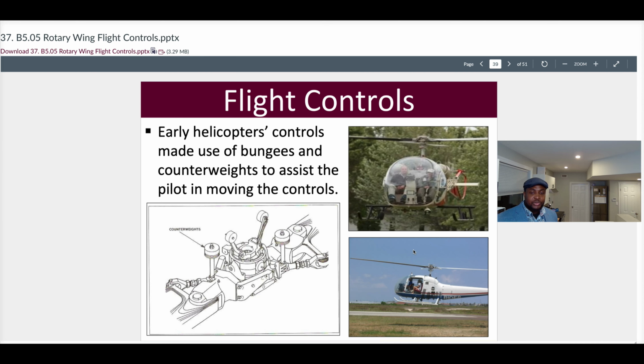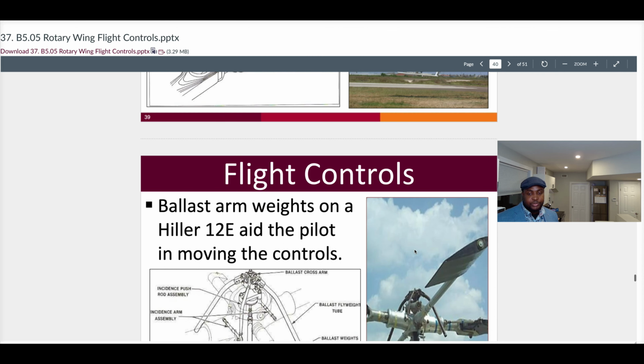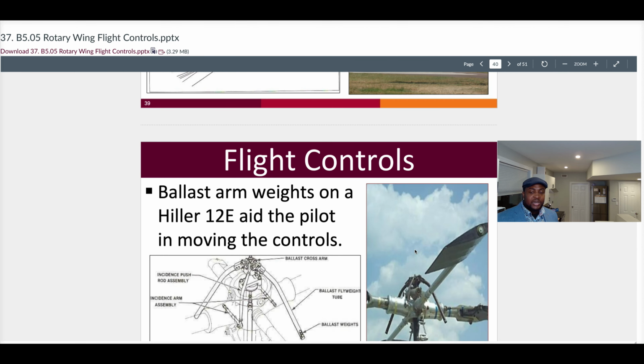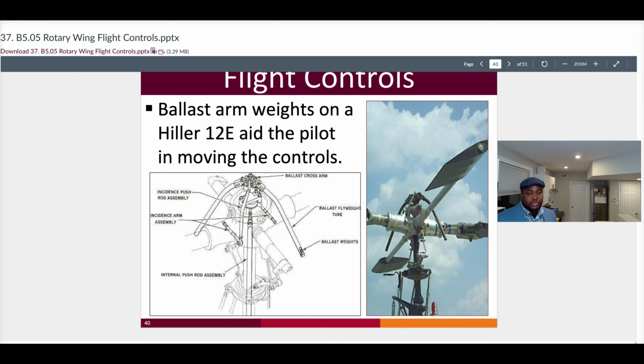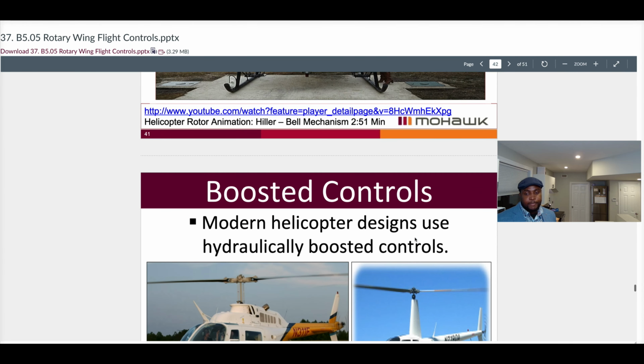Early helicopter controls made use of bungees, cords, and counterweights to assist the pilot in moving the control. A ballast arm weight on the Hiller 12E, like we discussed, those paddles are actually used to offset that, so that we don't need those bungees anymore.